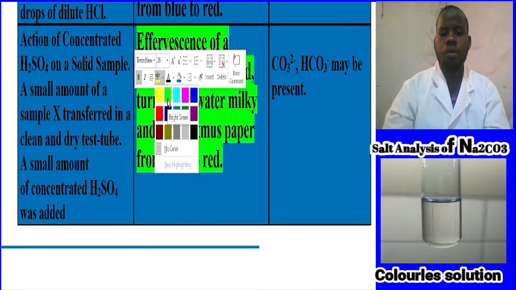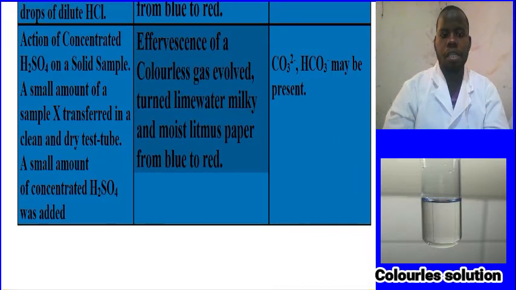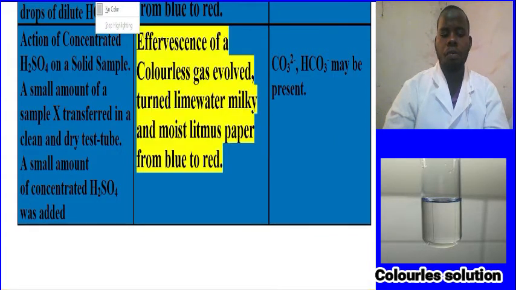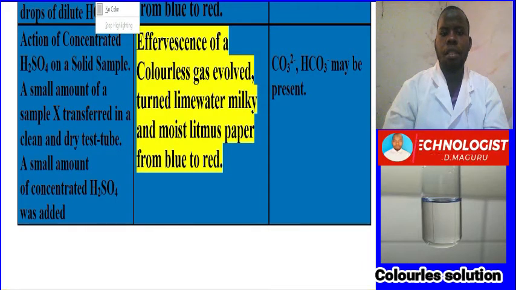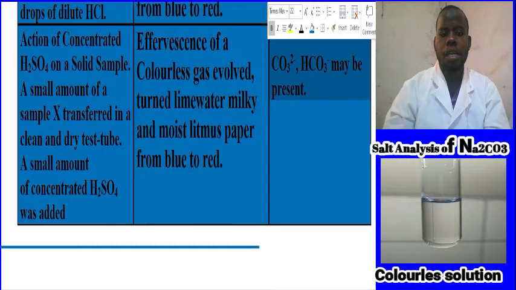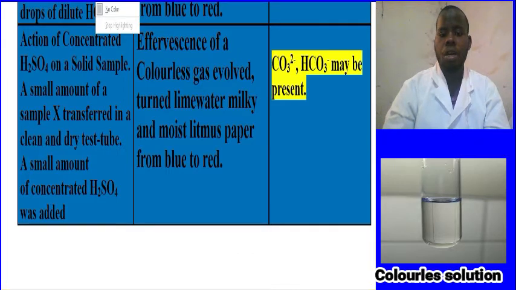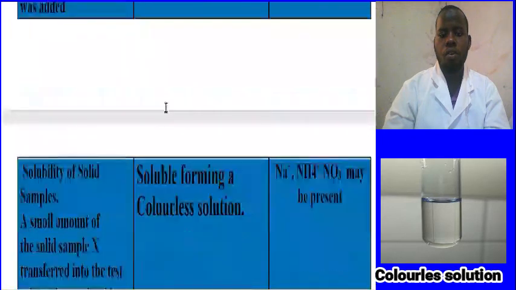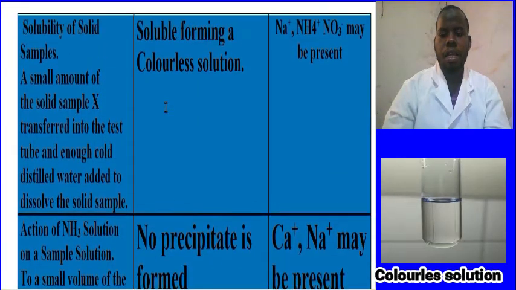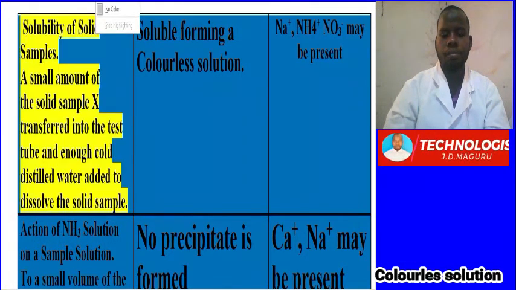Solubility of solid sample X. A small amount of solid sample X is transferred into a test tube and enough cold distilled water is added to dissolve the solid sample. The observation: when you dissolve it in water, it is soluble, forming a colorless solution. So the carbonate of sodium is soluble, forming a colorless solution. In the inference, sodium ion, ammonium, and nitrate may be present.